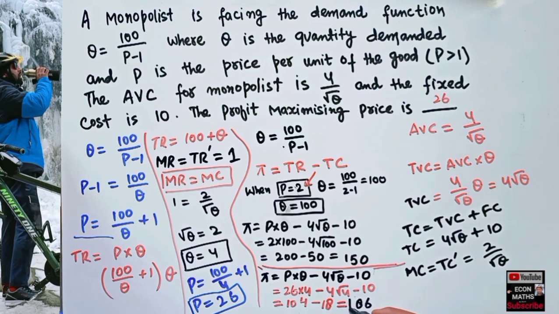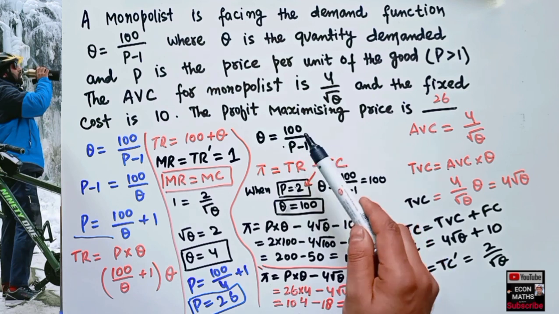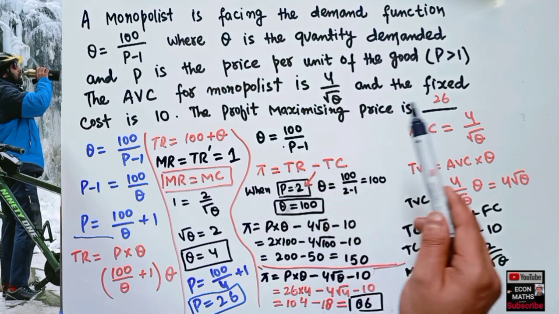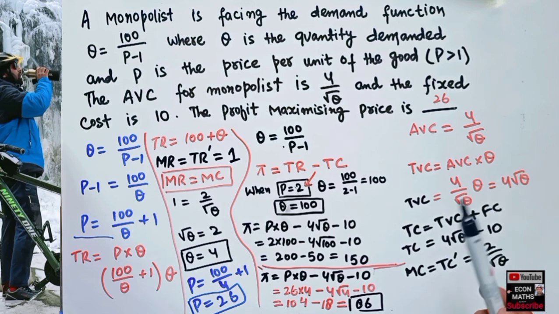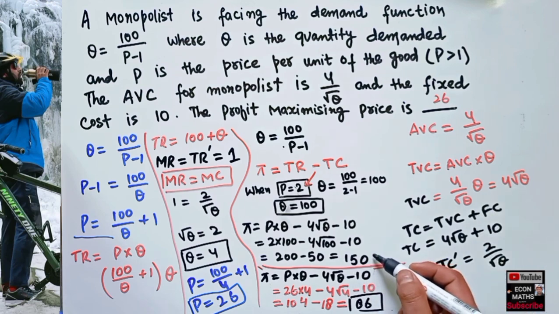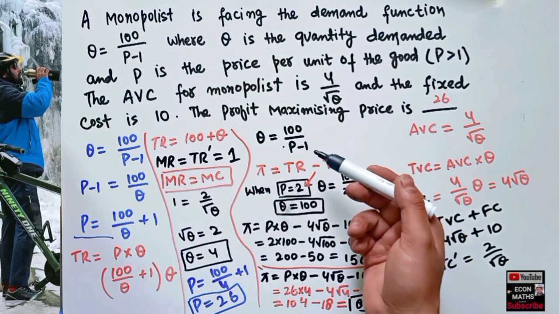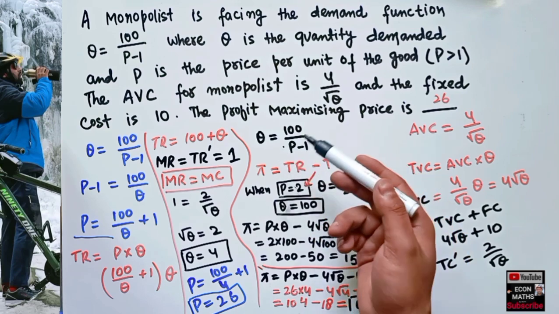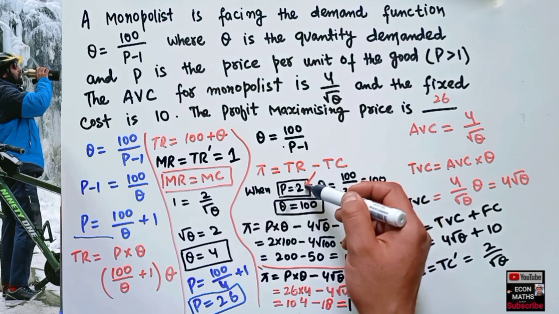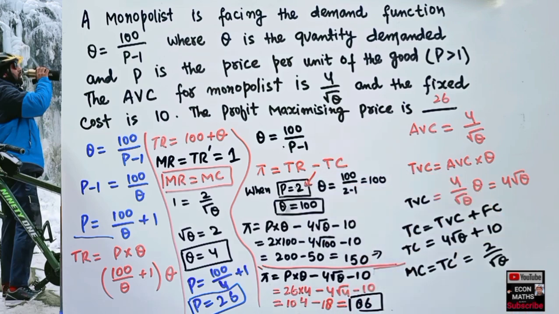Okay, so when price was 26, profit for the monopolist is 86, but when we use the minimum price, the profit for the monopolist is 150. I guess that here the monopolist should charge the minimum possible price, and minimum possible price will be 2 here, to maximize his profit, and not using this very condition. And we can see it here also.